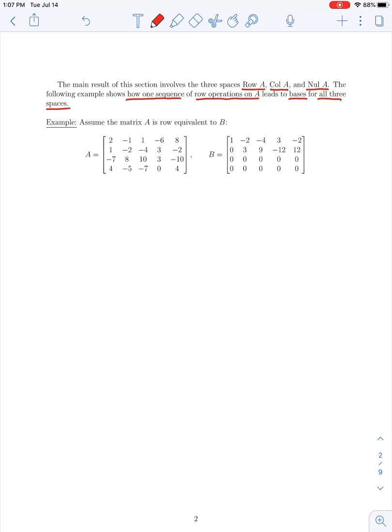So let's consider the following. Let's suppose that we have a matrix A, shown here, and by performing row reduction on this matrix, we can see that it is row equivalent to the given matrix B, which is expressed in echelon form here. Now we're asked to find a set of bases for the row space of A, the column space of A, and the null space of A.